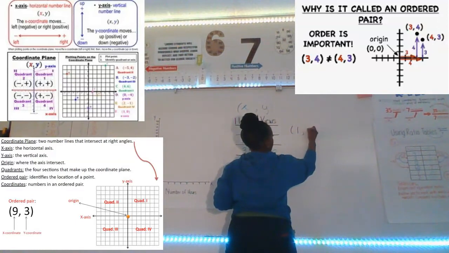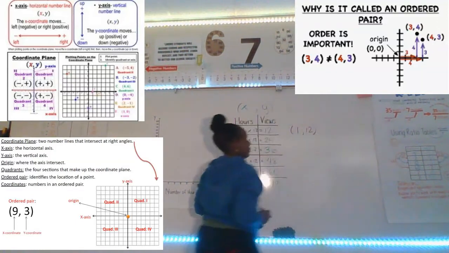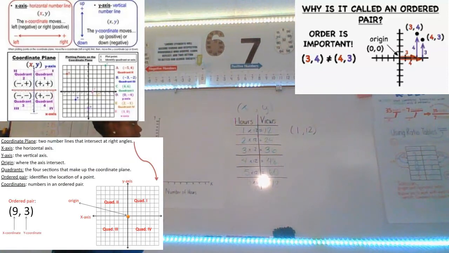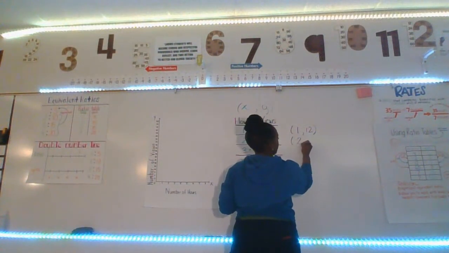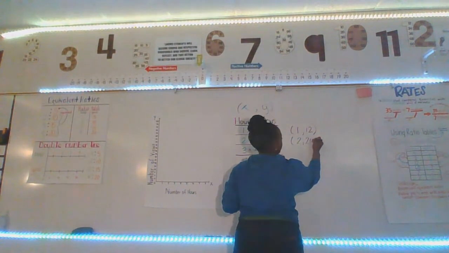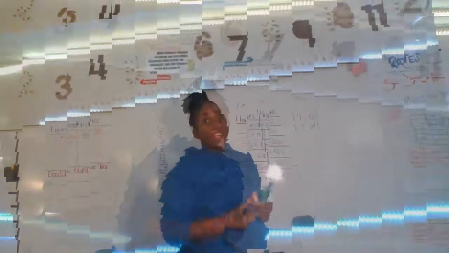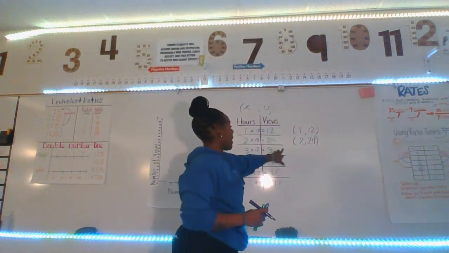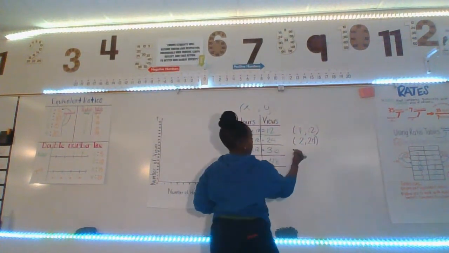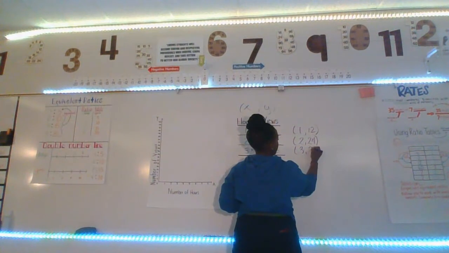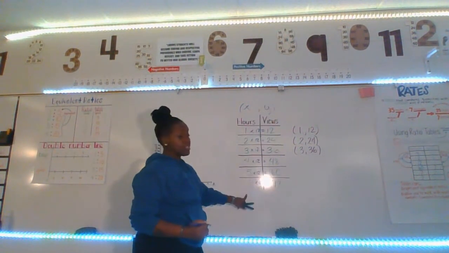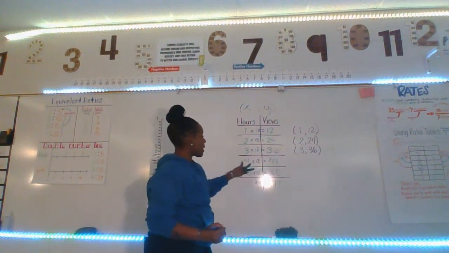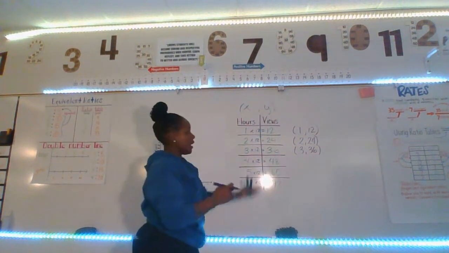1, 12. That's your ordered pair for the first one. For the second one, your ordered pair is 2, 24. The next one is going to be 3 and 36. Then we just continue throughout the table and take the two numbers that were the ratios and make it into a coordinate.